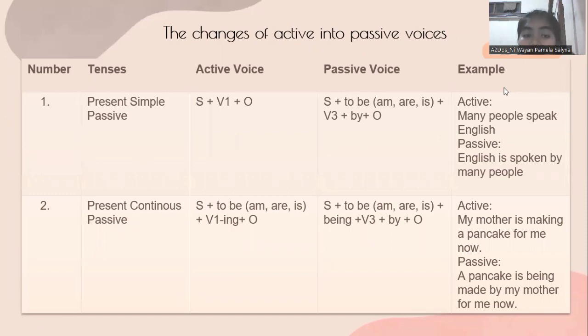Number two is present continuous passive. The pattern of active voice is subject plus to be plus verb one plus ing plus object, and for the passive voice is subject plus to be plus being plus verb three plus by plus object. For example, in active voice: my mother is making a pancake for me now. And for passive voice: a pancake is being made by my mother for me now.